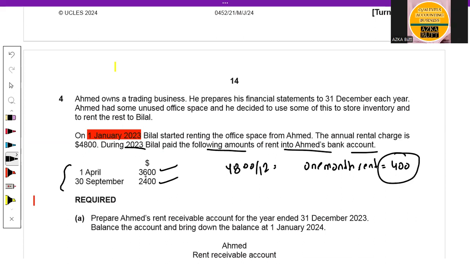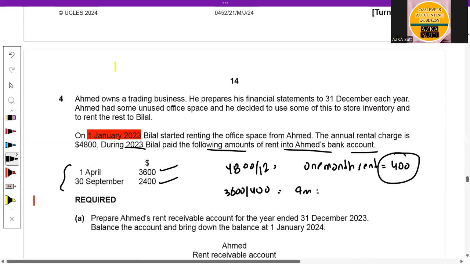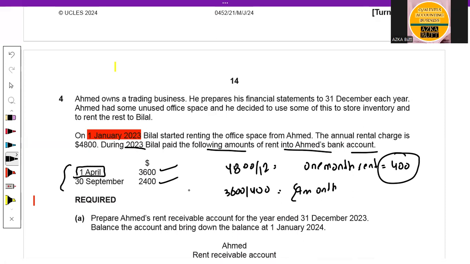if you want to find out for how many months he paid this $3,600, so 3,600 divided by 400, he paid for 9 months. He started renting on 1st January, so January, February, March, it means that 4 months was accrued. And on 1st April, maybe he paid 9 months rent, 4 months till April, and maybe 5 months would be the prepaid expense from Bilal's side, and the prepaid income for Ahmed.